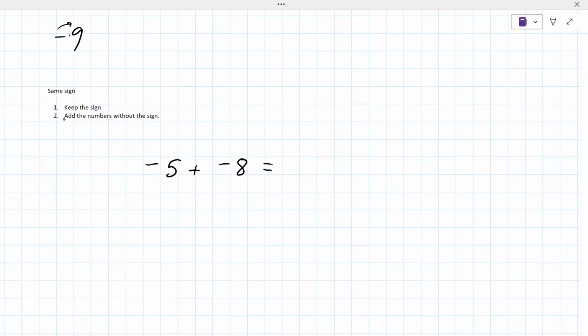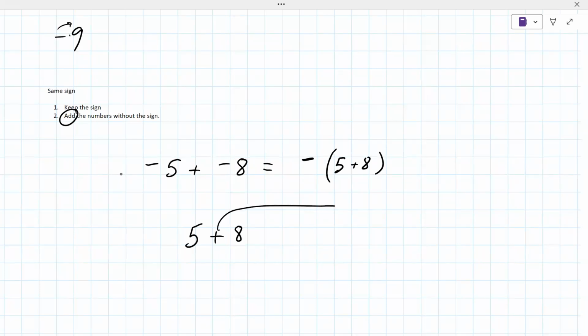Okay, so a couple of problems like we've done before. What is -5 plus -8? Since they're both negatives, you keep the sign and you do 5, so 5 subtract 8. No, what does this say here? Add the numbers without the sign. Adding means plus. You can't put a minus there. It's not subtract, it's add. Just to be clear, this means subtract and this means to add.